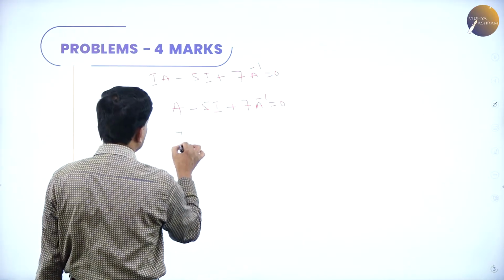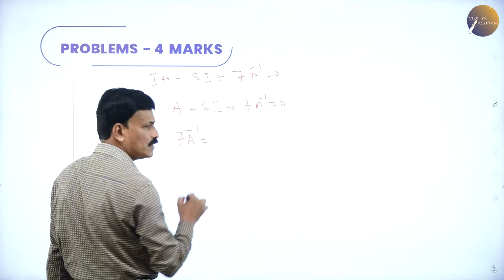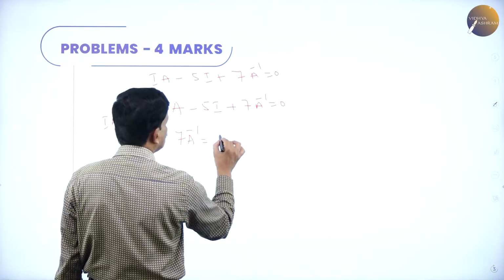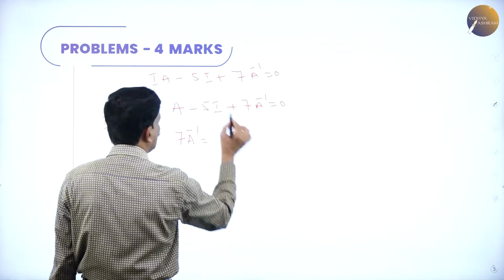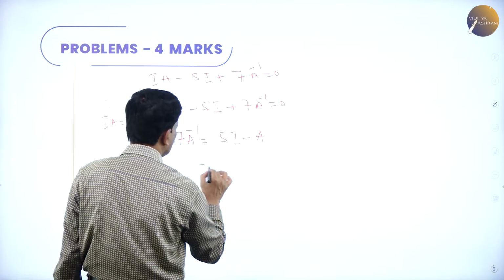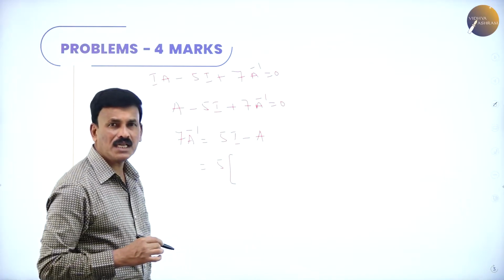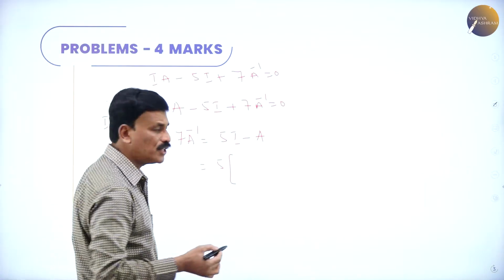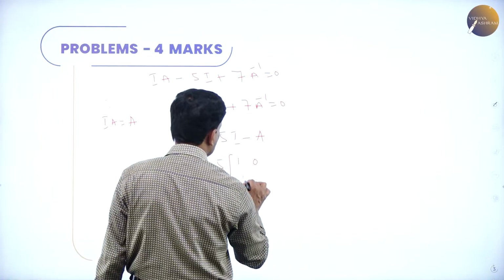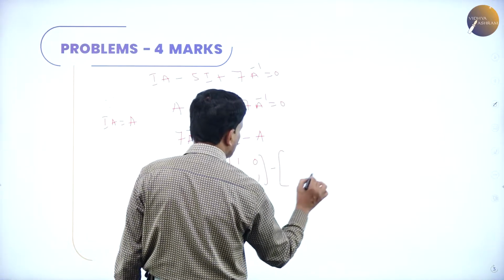Just keep A inverse here itself. 7A inverse is equal to transpose. Minus 5I becomes plus 5I and plus A becomes minus A. Now, substitute the values. What is I? I is an identity matrix of the same order, 2 rows, 2 columns: 1, 0, 0, 1, minus A.